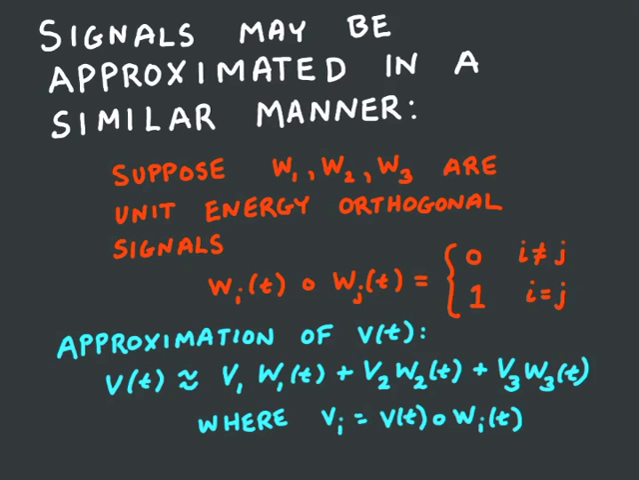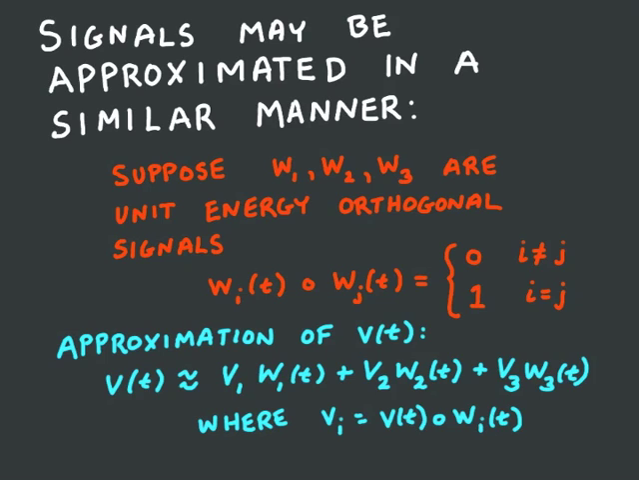We can approximate signals using the same notion that we just explored with vectors. So let's suppose W1, W2, and W3 are unit energy orthonormal signals. What we're saying here is that if we have two signals, W sub i and W sub j, where i and j are either 1, 2, or 3, that W sub i circle product W sub j is equal to 0 if the indices don't match, i not equal to j, and is equal to 1 if the indices do match, i equals j.